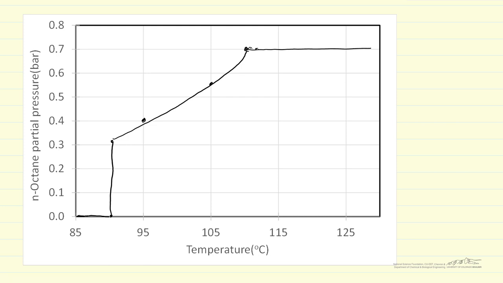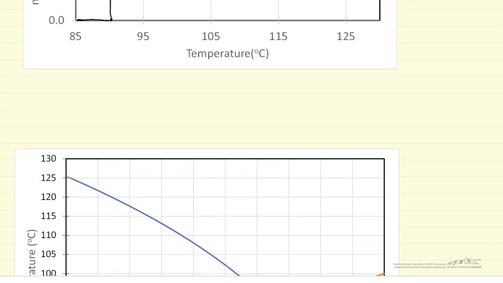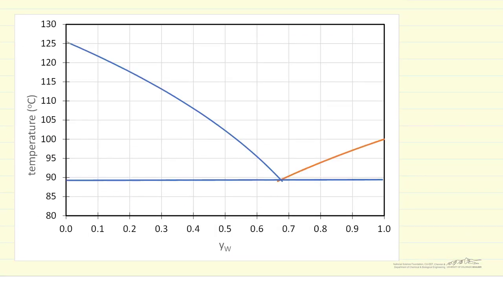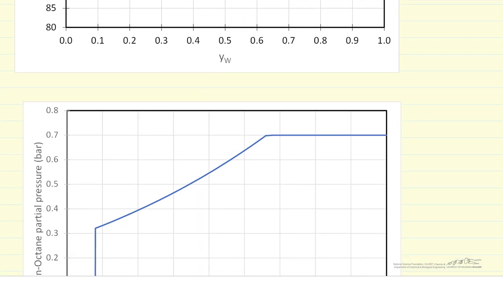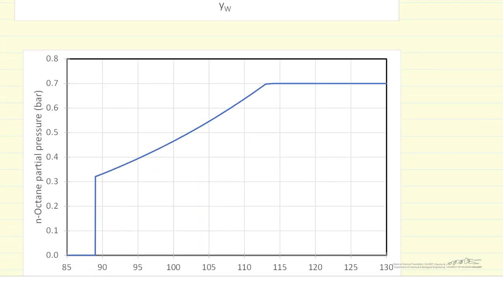Just an approximate plot. We can also do the calculation using the Antoine equations for saturation temperatures. And if we do that, first here's what the temperature mole fraction diagram, mole fraction of water, looks like. And here's what the plot looks like with the accurate values.